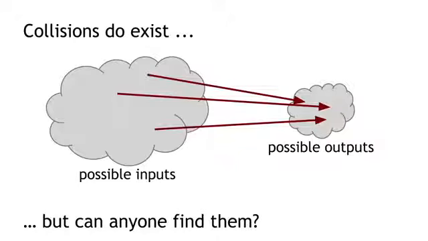In fact, in general, there will be a very large number of possible inputs that map to any particular output. So collisions do exist. I said before, nobody can find a collision, and that's the key question. We know collisions exist. The question is, are there any collisions that are findable by regular people using regular computers?